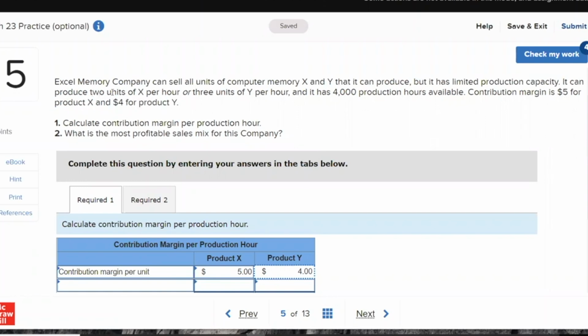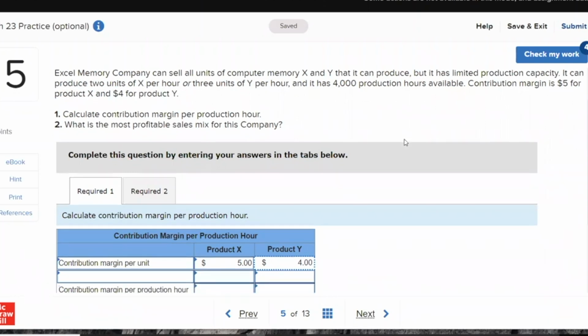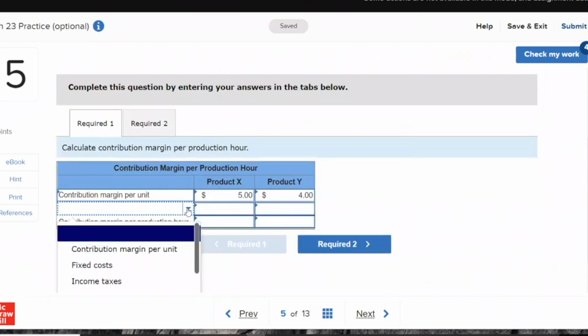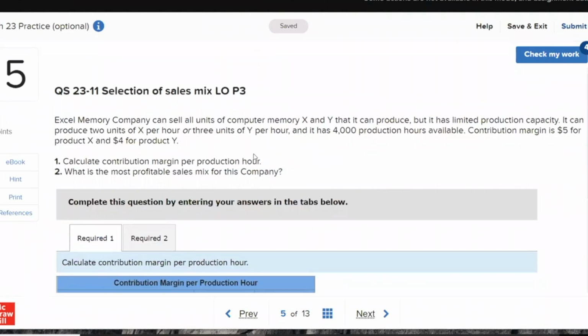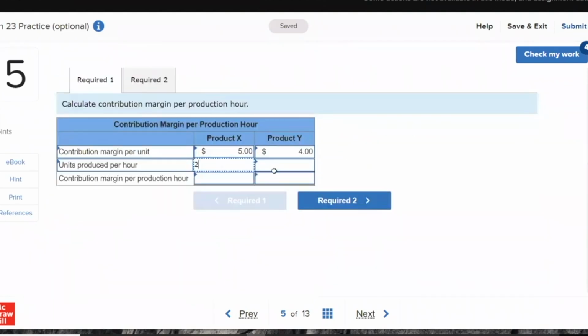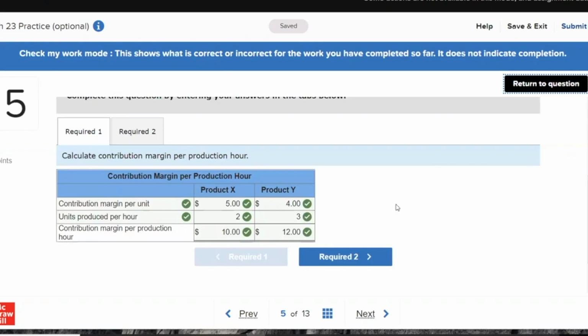But we can make 2 of X per hour or 3 of Y. So 2 of X and 3 of Y. All right. So contribution margin per hour, each unit makes us 5, and we can make 2 in an hour, so 10. And then this is 12. So it looks like product Y is better. Should we just stop making X altogether? I mean, it looks that way.